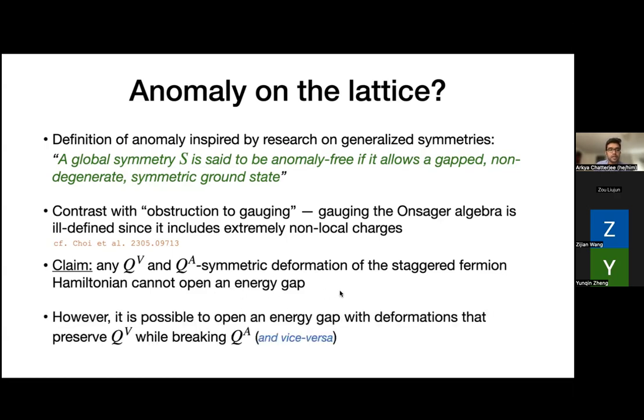And it turns out that, as I alluded to along the way, both the vector and the axial symmetries are individually anomaly free. That's reflected in the fact that it's possible to open an energy gap with deformations of the Hamiltonian that preserve either QV and break QA, or preserve QA and break QV. So really, there's a constraint that prevents us from opening a gap whenever both of those symmetries are preserved.